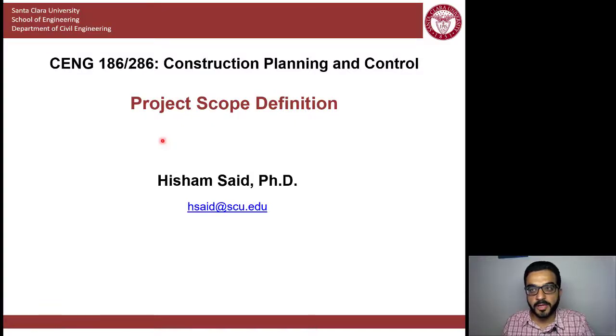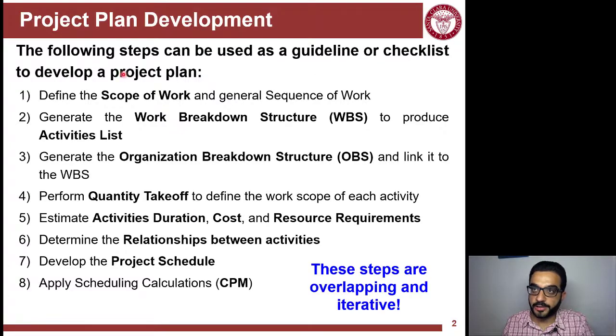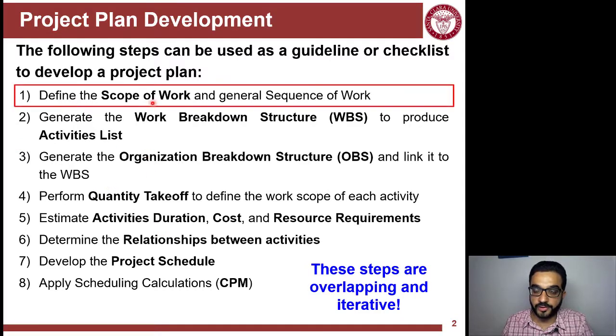Hi. In this video, we'll start with the first step of the typical process of construction planning. This is the process here. This slide shows the 8 steps of the process. In different videos, we'll cover parts of the process, but in this video, we will cover the first step, which is defining the scope of work of the project.